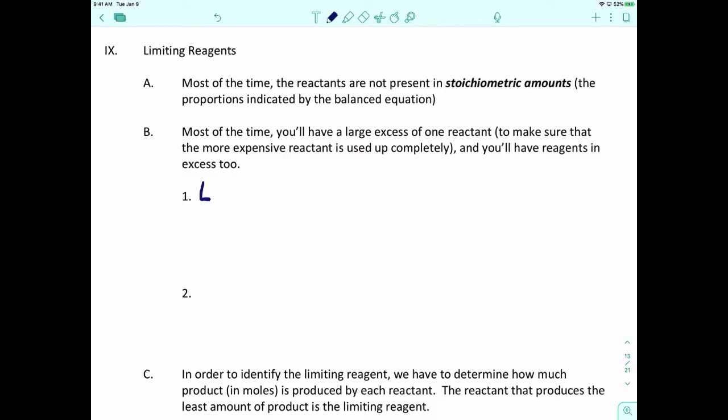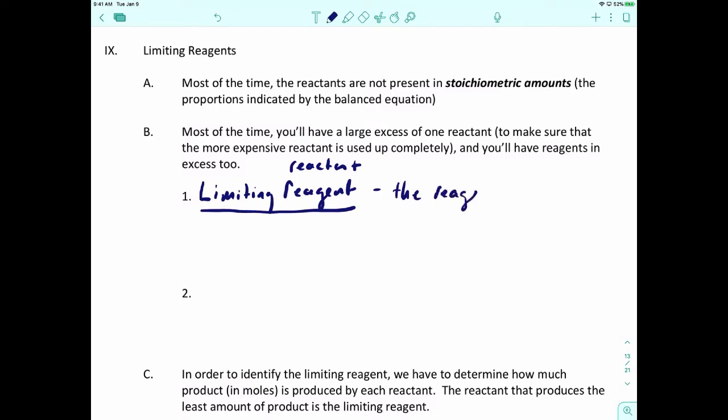a reagent, which we call the limiting reagent. So the limiting reagent or reactant, however you want to call it, this is the reactant or the reagent that's completely used up first in a chemical reaction.